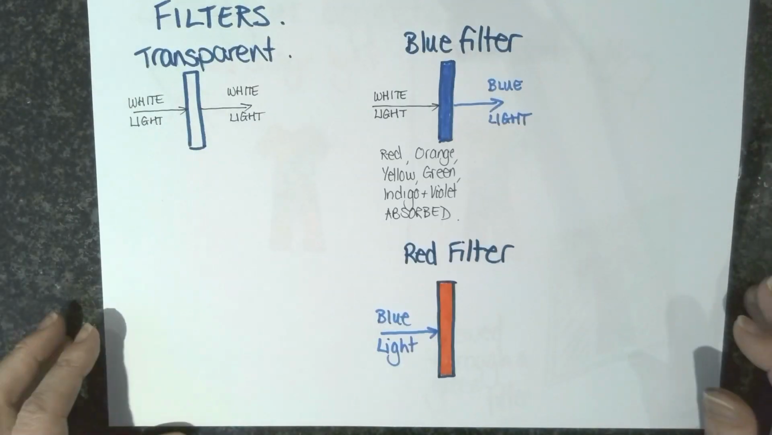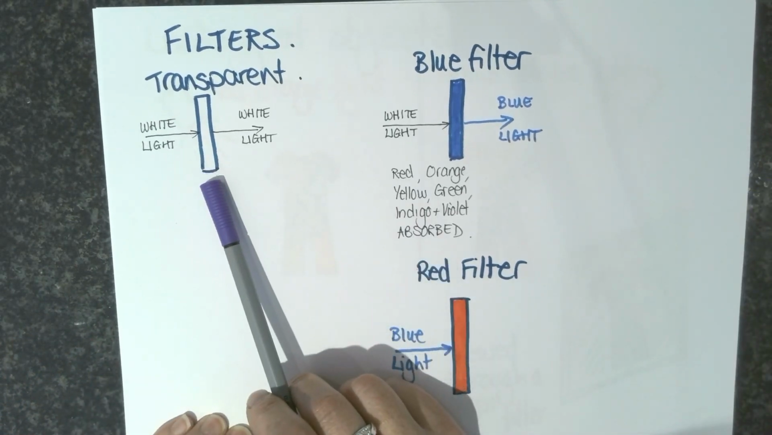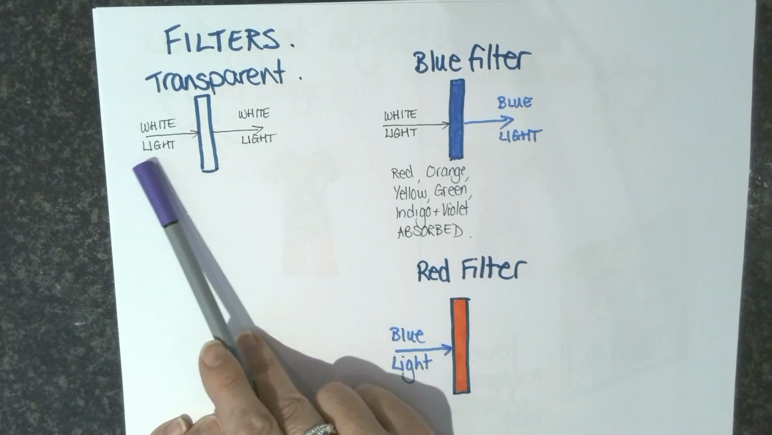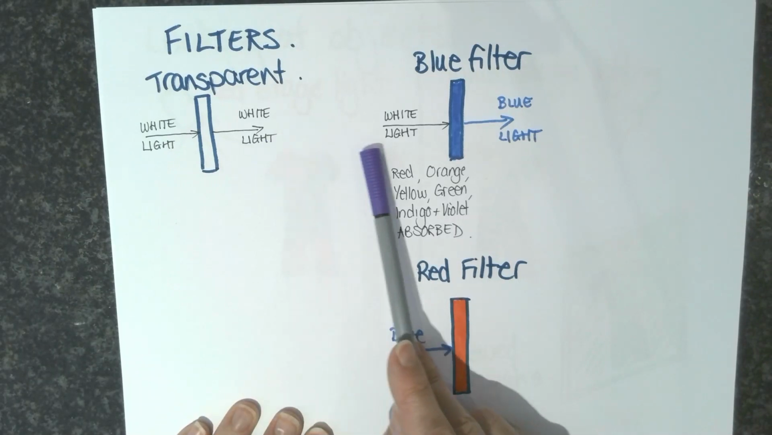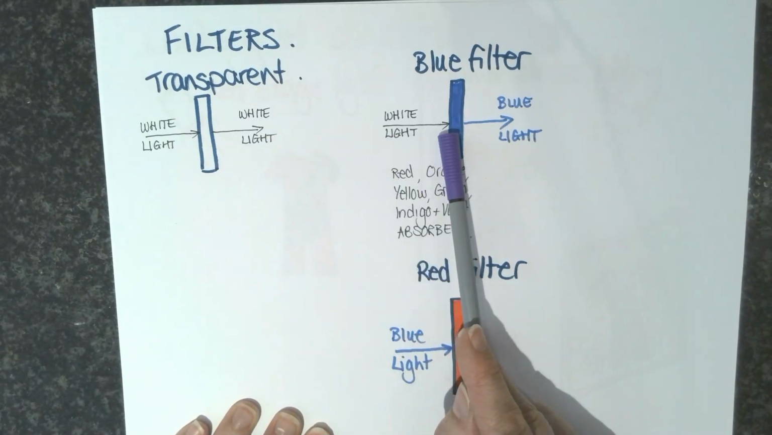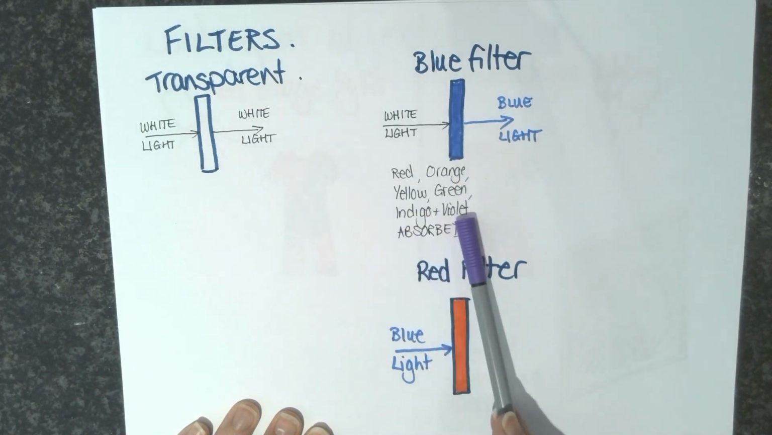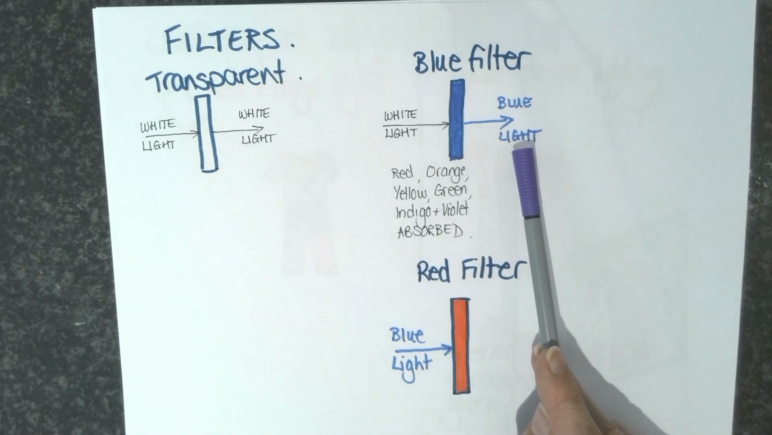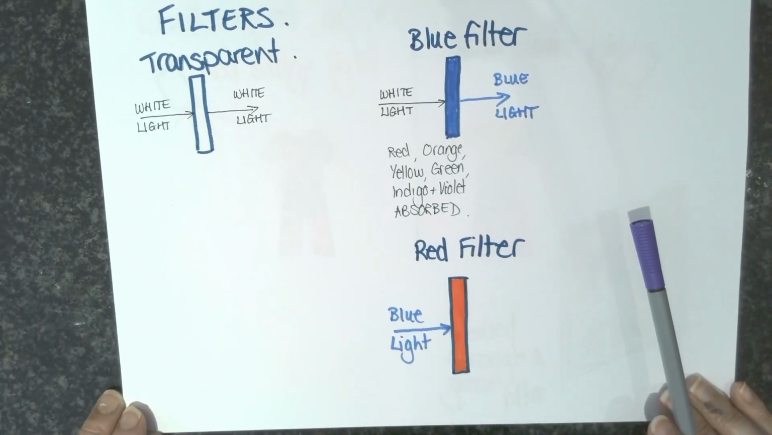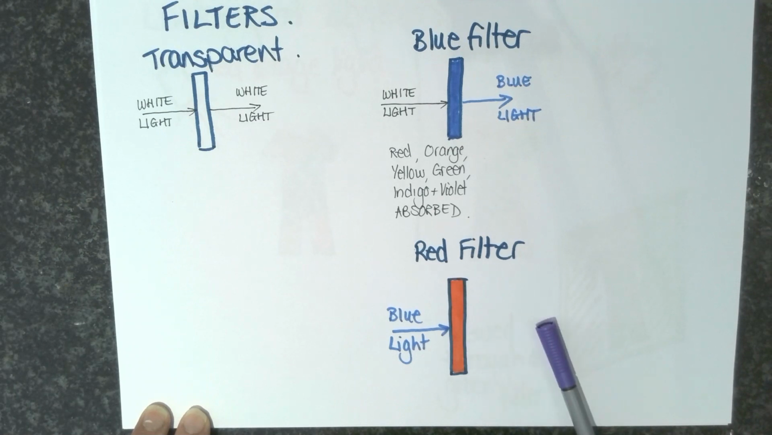Now filters are fairly straightforward. If you have a transparent filter or a transparent piece of glass, the white light that's incident on the glass is just transmitted straight through. If you have a blue filter, the white light is incident on the blue filter. The red, orange, yellow, green, indigo and violet have all been absorbed, and the blue light has been transmitted. If you then took that blue light and shone it through a red filter, the red filter would absorb the blue light and nothing would be transmitted.